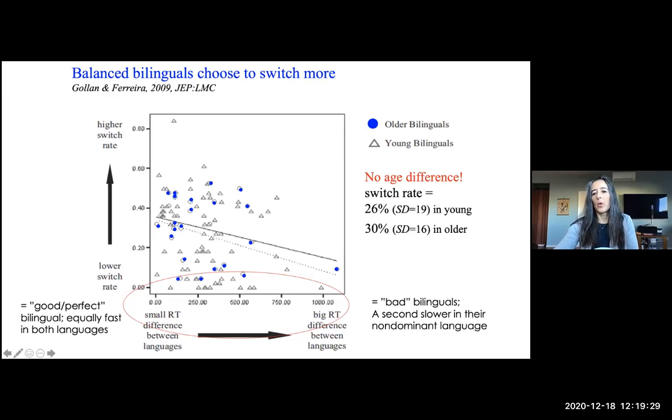And so here we have quote unquote bad bilinguals. These are bilinguals who are not balanced. And I put that in quotes because it's silly. It's just bilinguals vary in how balanced they are. These are not bad bilinguals. They just are relatively more dominant in one language than the other. These are the perfect bilinguals. The perfect bilinguals switch more often. And this is equally true for young and for older bilinguals.